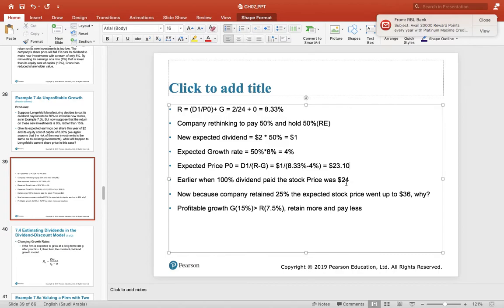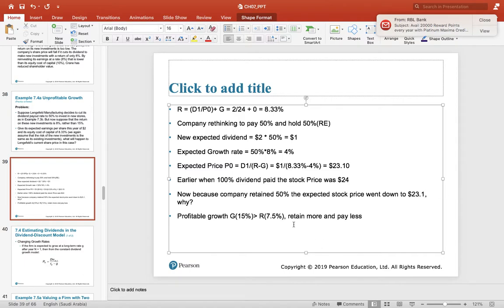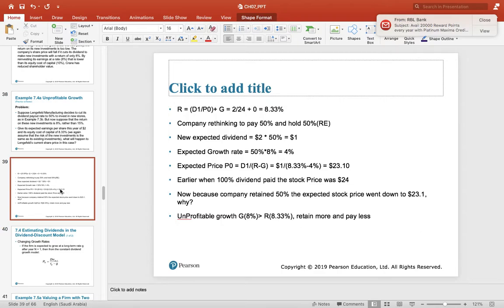Earlier, when 100% dividend was paid, the price was 24. Now because the company retained 50%, the expected stock price went down to 23.10. Same company, same thing, and it changed. Why? Because the growth is unprofitable growth. Why unprofitable? Because the growth now is no more 15%, it is 8%, and the cost of capital is no more 7.5%, it is 8.33%. So I just changed the slides so that you can have a better understanding in one place. The solution of the problem is unprofitable growth.